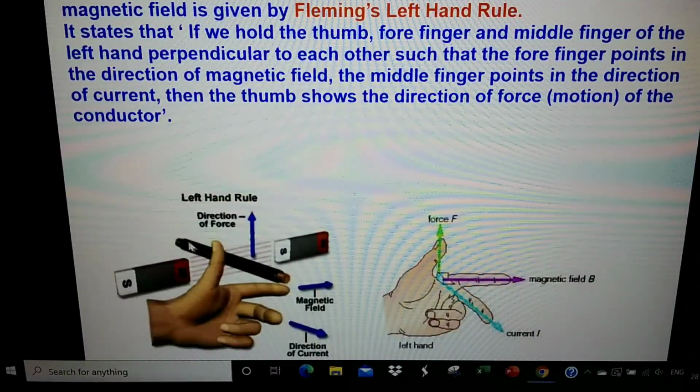If a current carrying wire is placed in between two strong magnets, and the fingers are held perpendicular to each other, then the thumb shows the direction of the force, that is, the motion of the conductor, the forefinger shows the magnetic field direction, and the central finger shows the direction of the current. So this is Fleming's left hand rule, which is used in DC motors.